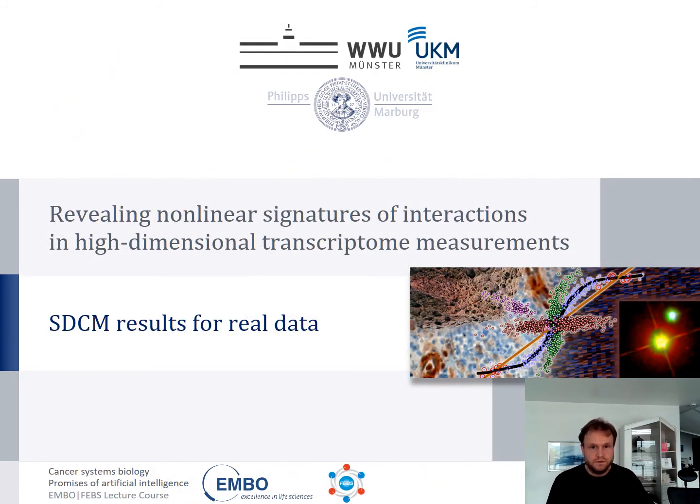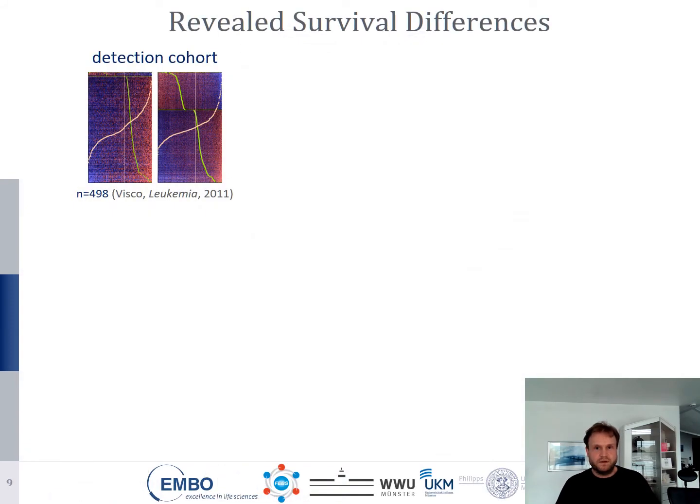This brings me to a few results from Sdcm for real data, for diffuse large B-cell lymphoma gene expression. And here you see those 2 Sdcm signatures that were validated with independent survival data to be the most predictive of all signatures, including principal components, independent components, and what the other comparison methods yielded. And a bivariate Cox model based on these 2 signatures was able to predict survival differences best.